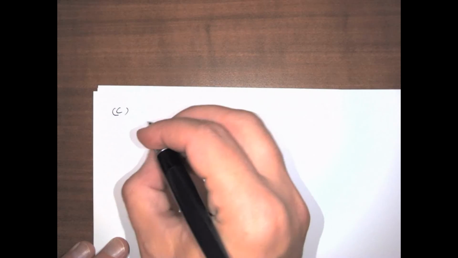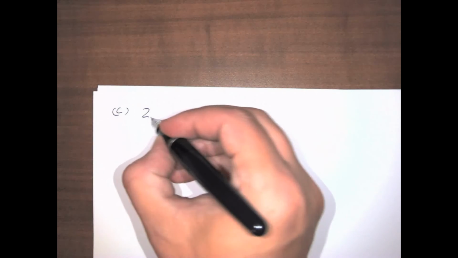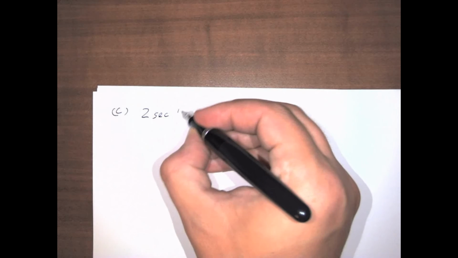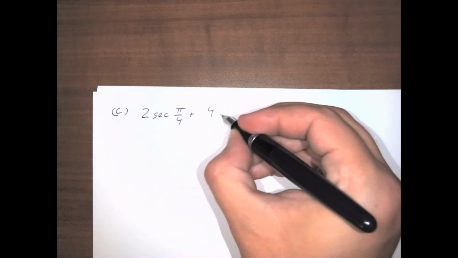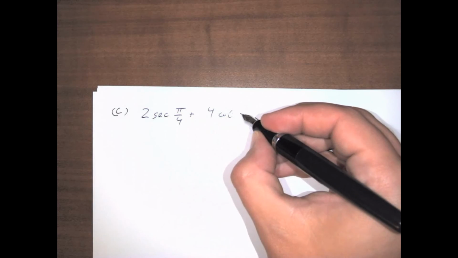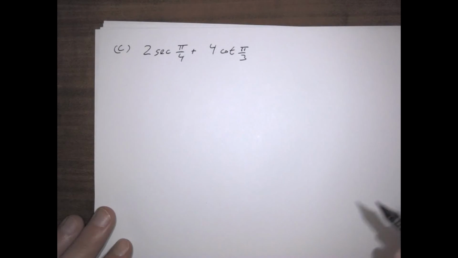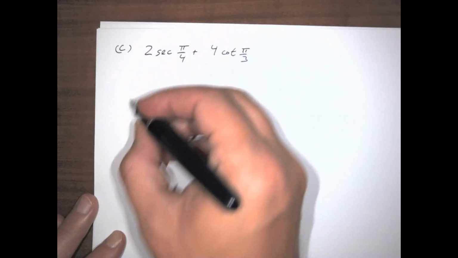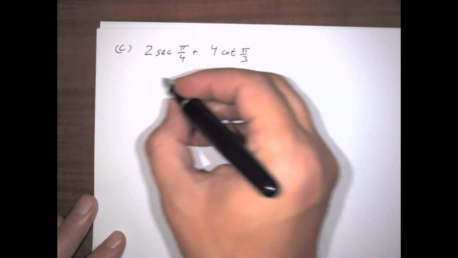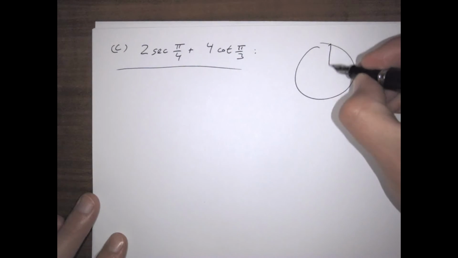So let's go with secant. I don't want to do this. I'm going to do 2 secant pi over 4 plus 4 cotangent pi over 3. Alright, let's think about this. So pi over 4 and pi over 3. Those are the angles. So let's just start with what's easy and just plot those.